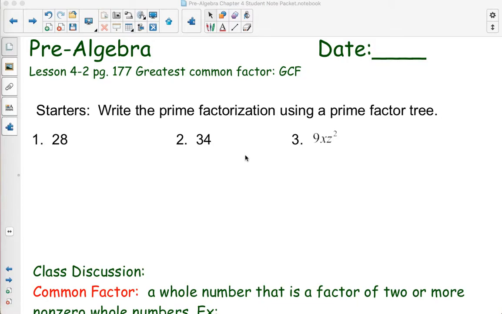So get that out right now, please, if you don't already have it out. So the four things you should have out. You should have out your book, your calculator, your note packet, and then your homework. Your homework from yesterday was over section 4.1, which was on writing the prime factorization of numbers.